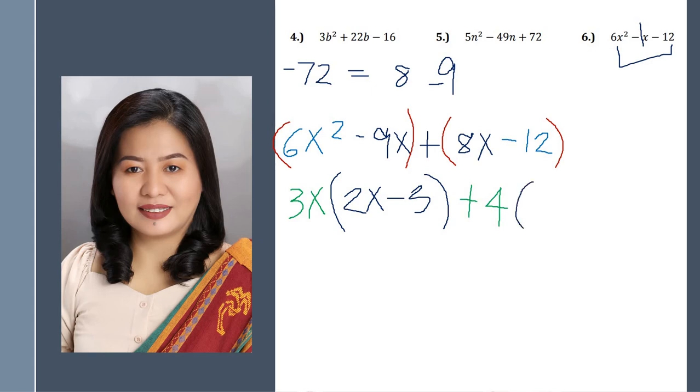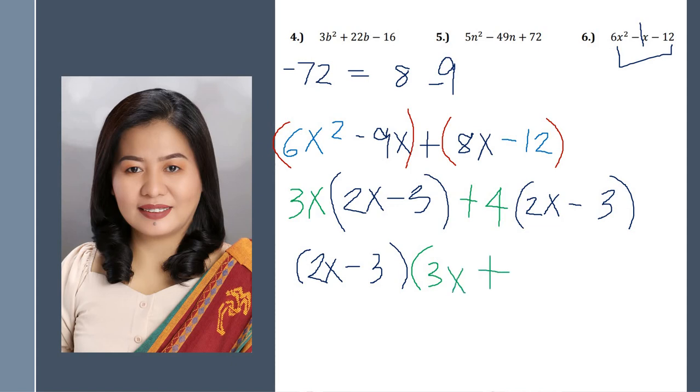And we have 8x divided by 4 is 2x. 12 divided by 4, that's minus 3. So common is 2x minus 3. And the other factor would be 3x plus 4. Okay, so 2x minus 3 and 3x plus 4 are the factors of 6x squared minus x minus 12.